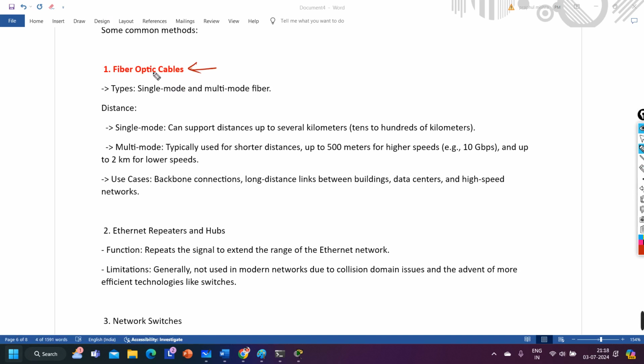Again, we have two types of fiber optic cable, single mode and multi mode. What is the difference? Single mode is for long distance, means 50 kilometers, 100 kilometers, and multimode is for short distance like 500 meters or 1 kilometer, like this. Clear?